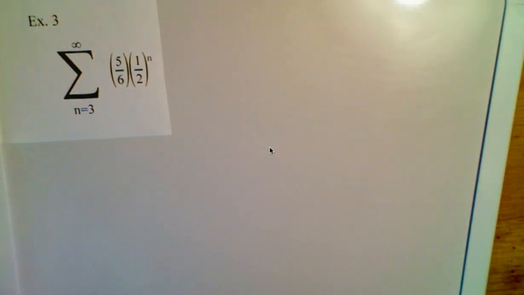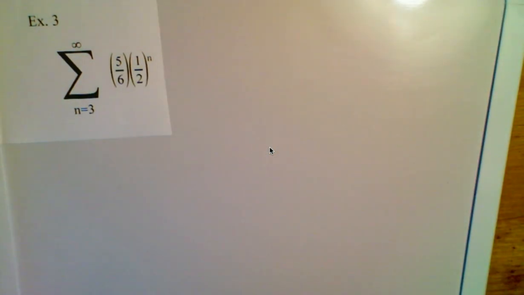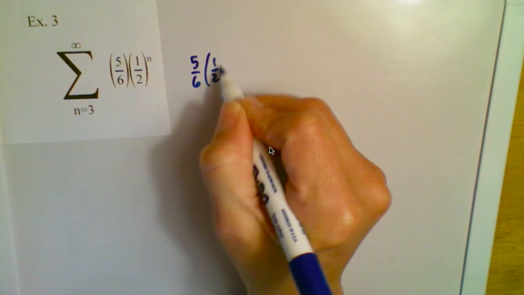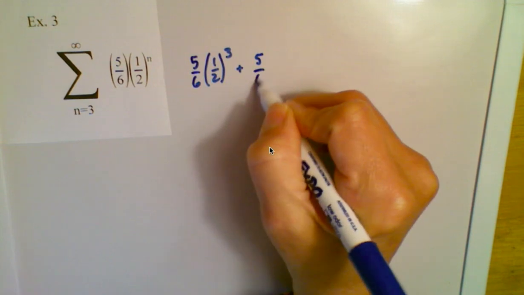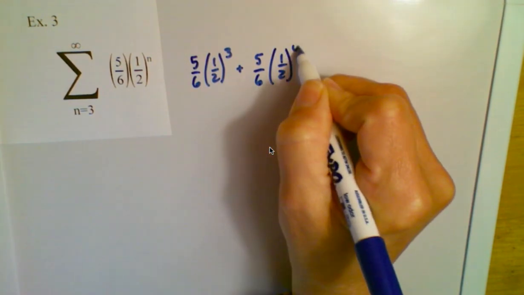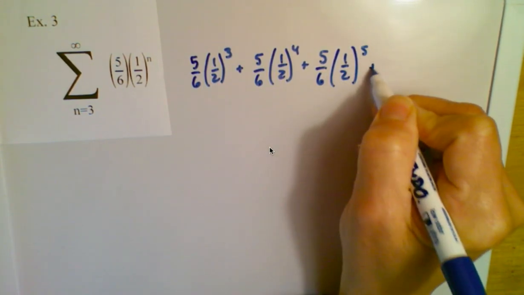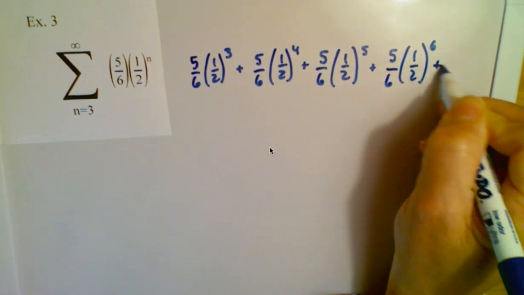Let's look at example 3. What's different? Well, I have a coefficient, and then I also have a different start term. My lower limit on summation is 3. Well, what does that imply? I would have 5/6 times the quantity 1/2 to the 3rd, plus I increment by 1. I'd have 5/6 times 1/2 to the 4th, plus 5/6 times 1/2 to the 5th, plus, and then 5/6 times 1/2 to the 6th, plus.